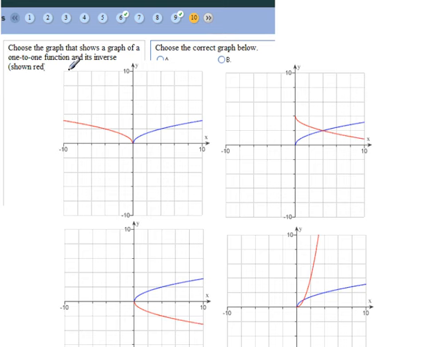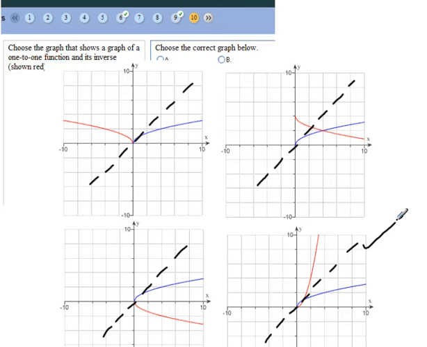Choose a graph that shows a graph of a one-to-one function and its inverse. So that would be ones that are symmetrical with respect to the line y is equal to x. Okay, clearly this one is not. To be symmetrical with respect to the line y equals x means if you fold the graphs along that, they would be mirror images. And so far we can see that none of those would be. But what about this last one here? Yeah, if we fold along y equals x, we do get a mirror image. So this is the one we would need.